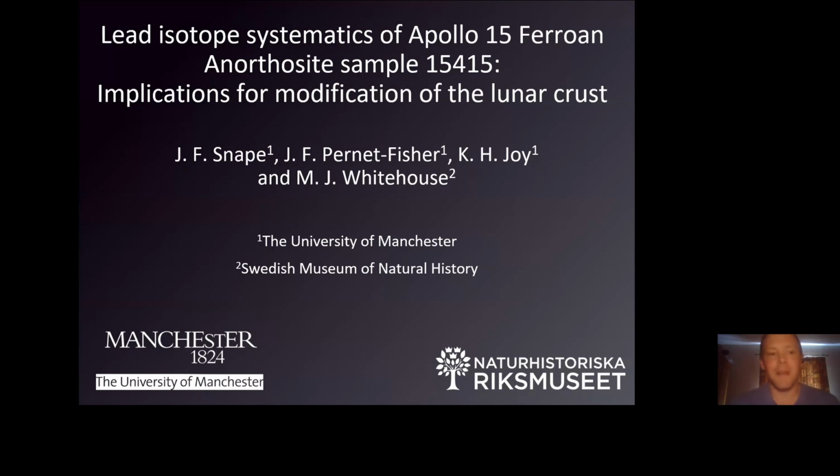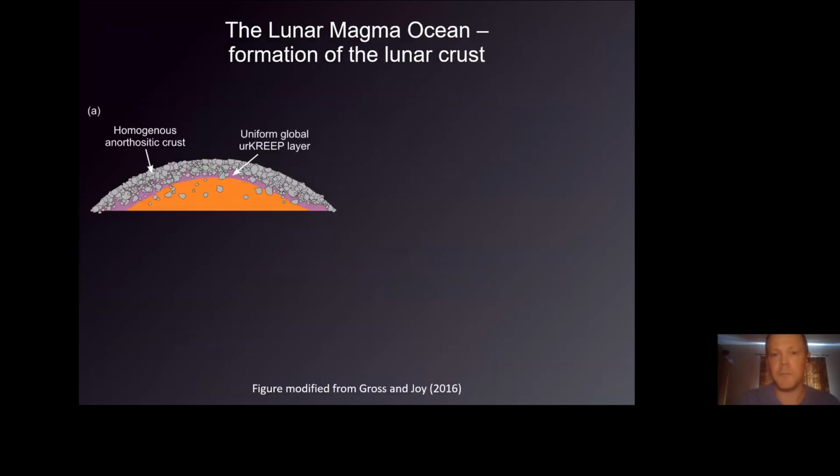So yes, I'm going to talk about some more lead isotope work, following on from Renault's talk. This time it's looking at a ferroan anorthosite and what that might tell us about the early evolution of the moon and the lunar crust. This is work in collaboration between myself, various people at University of Manchester, and also at the Nordsims laboratory in the Swedish Museum of Natural History.